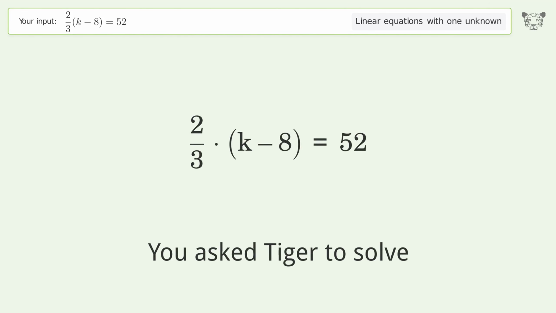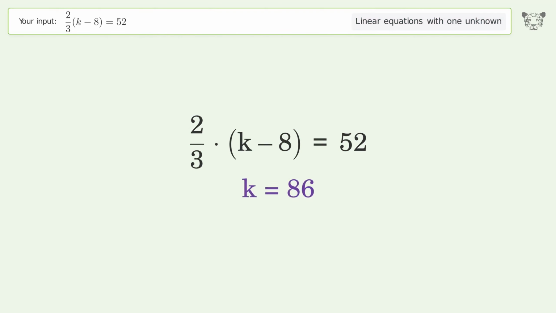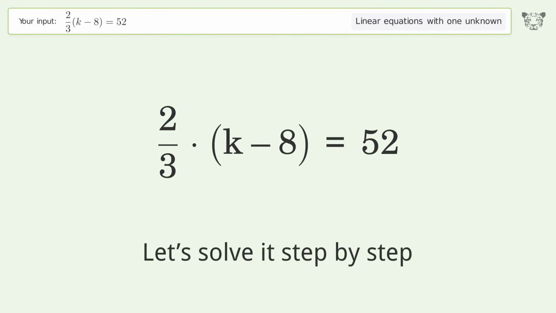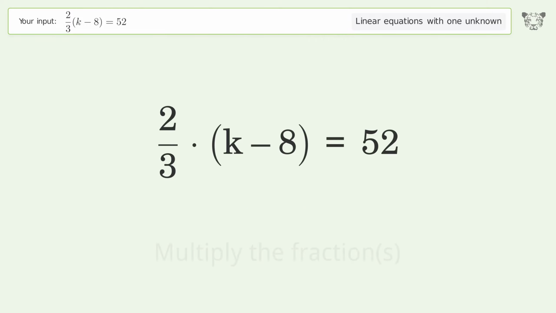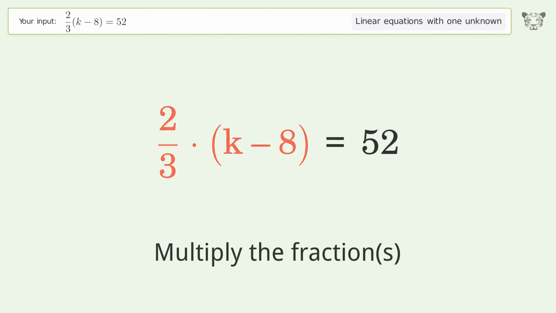You ask Tiger to solve. This deals with linear equations with one unknown. The final result is k equals 86. Let's solve it step by step. Simplify the expression. Multiply the fractions.